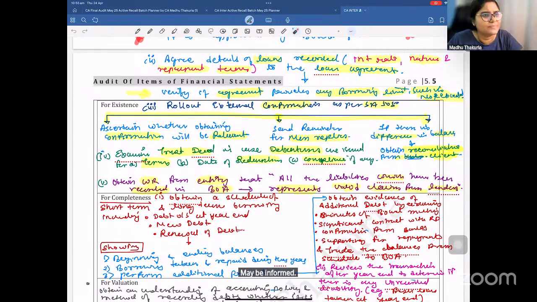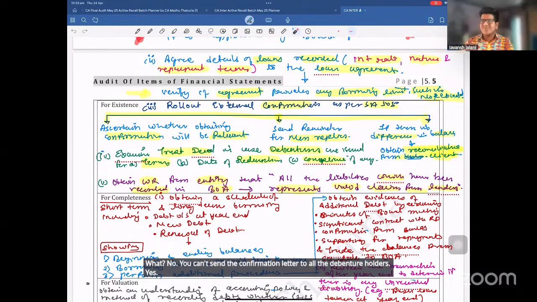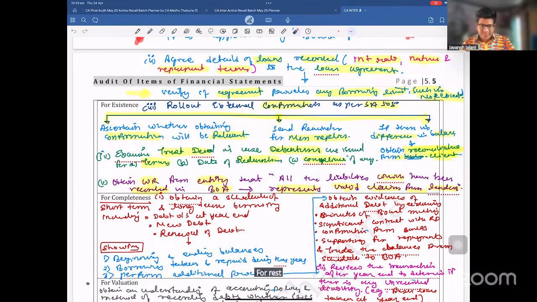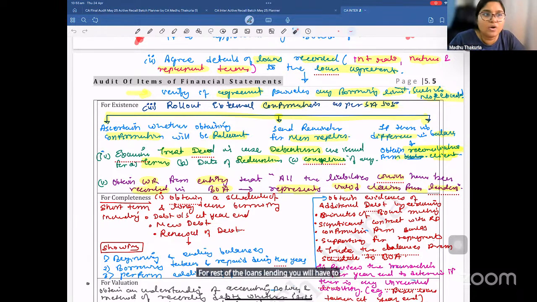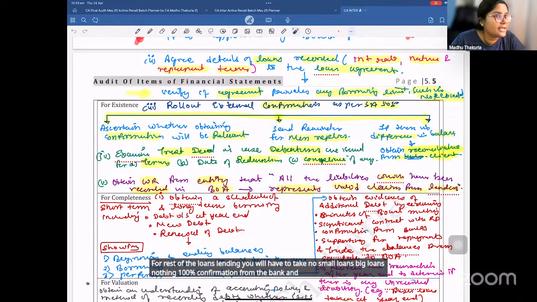No. Debentures and trust deed. For debentures, you can't send the confirmation letter to all the debenture holders. For the rest of the loans, small loans, big loans, nothing, 100% confirmation from the bank and financial institution or any other lending party needs to be received. Guys, do you agree? Yes, ma'am.